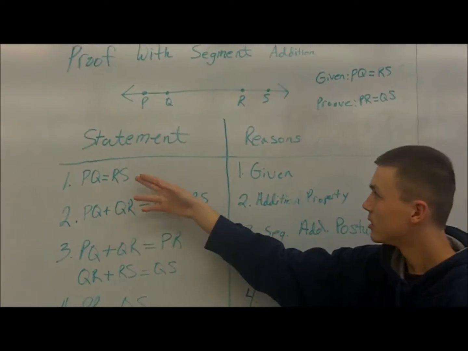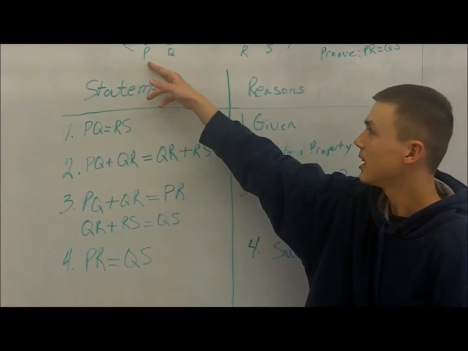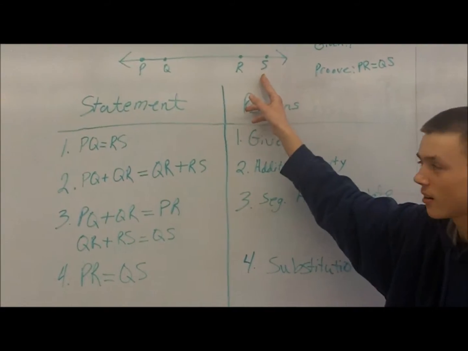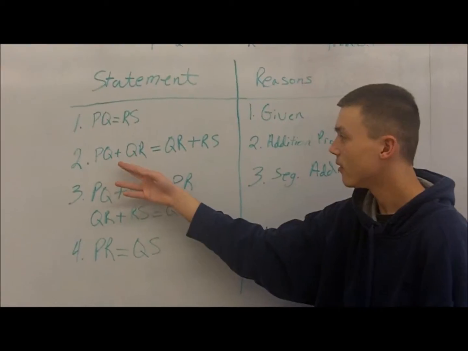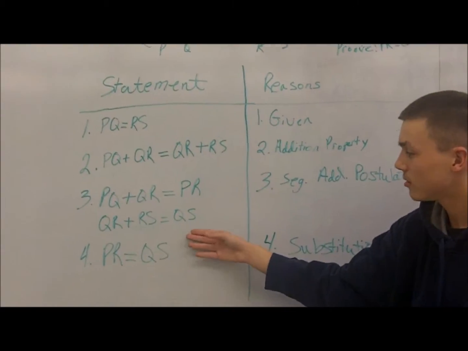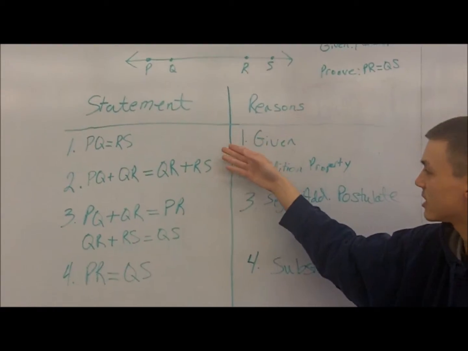Okay, the given is PQ equals RS. PQ is right there and RS is right there. Okay, and that's clearly the given. If we're trying to prove that PR equals QS, then we'll need to use these steps.